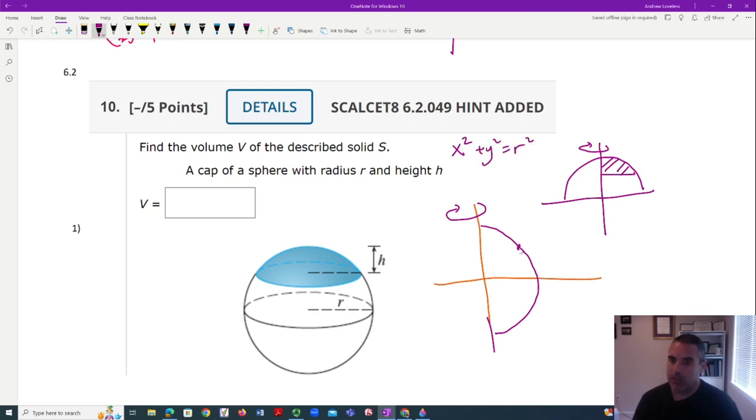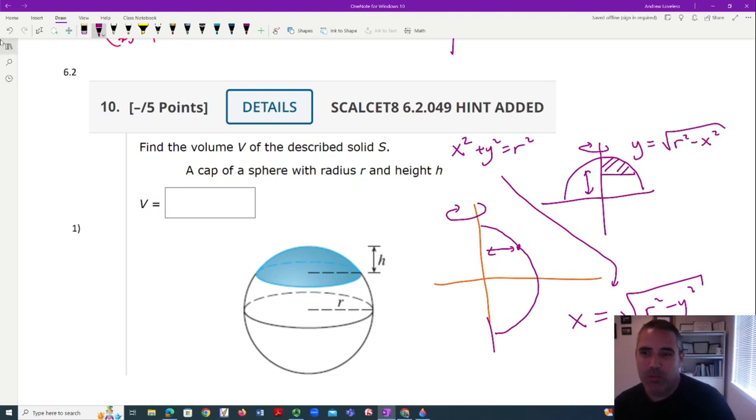If you want a point here and you want to describe how long that is, you're going to solve for x. So x is going to be the square root of r squared minus y squared. So I've just taken that and rearranged to get x by itself. If you want to know what this height is, you're going to solve for y. Y is the square root of r squared minus x squared. So half circles come up a lot in applied problems.